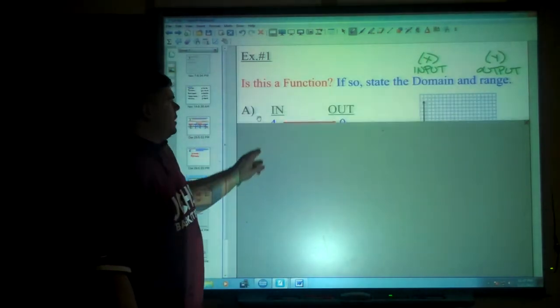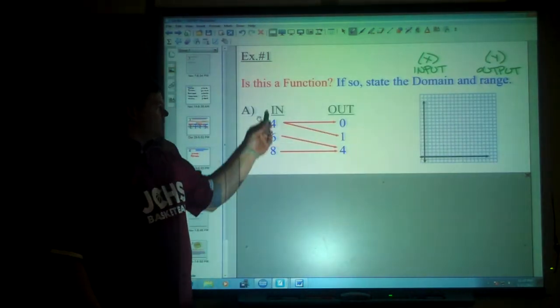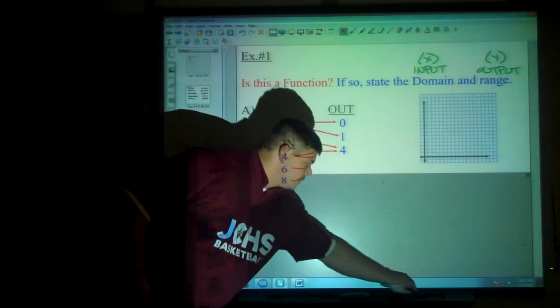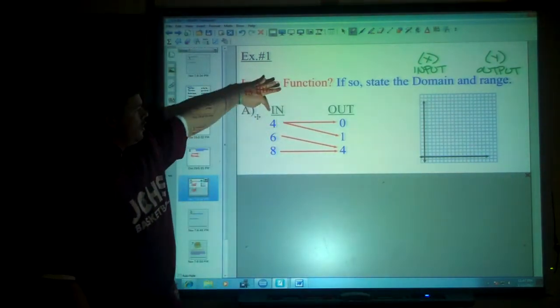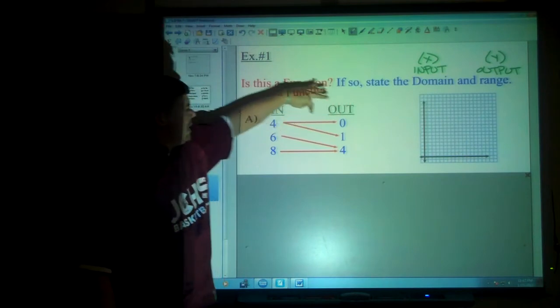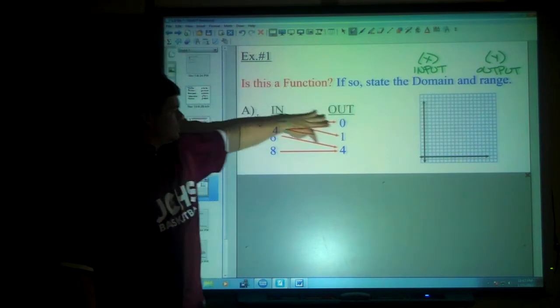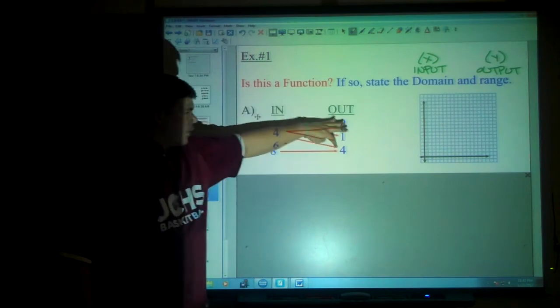So we're trying to decide, if we have this type of an input and an output, would we be dealing with a function or not? Well, let's take a look at the data. 4 goes in and becomes a 0. Next 4 goes in and becomes a 1. Then 6 goes in and becomes a 4. And 8 becomes a 4.